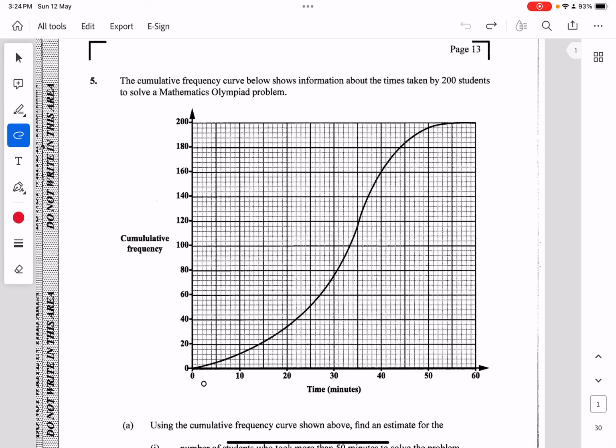Alright, so let's look at question 5. The cumulative frequency curve below shows information about the times taken by 200 students to solve a Math Olympiad problem.